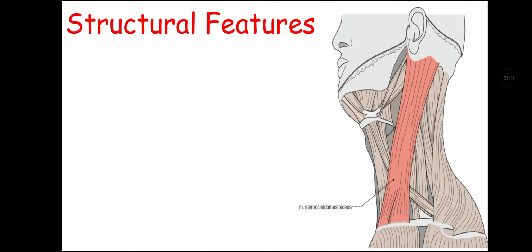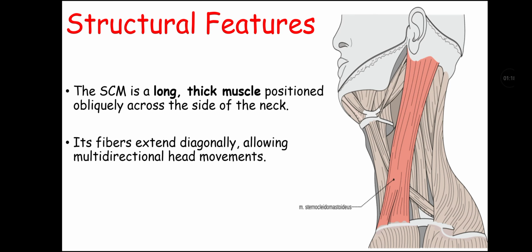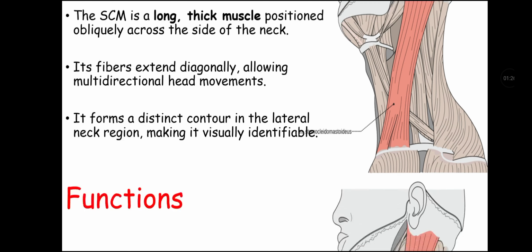Now let's talk about the structural features of the sternocleidomastoid muscle. It is a long, thick muscle positioned obliquely across the side of the neck. Its fibers extend diagonally, allowing multi-directional head movements. It forms a distinct contour in the lateral neck region, making it visually identifiable.